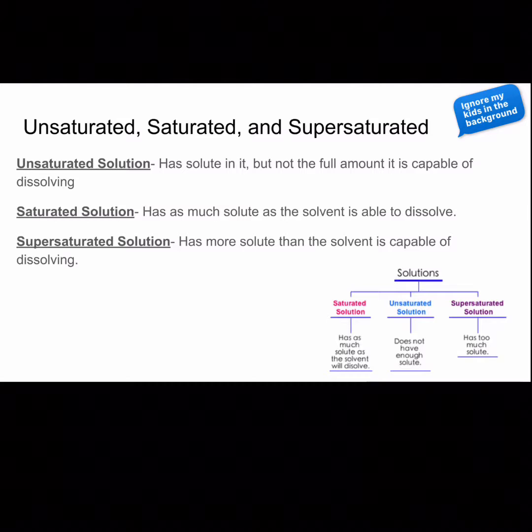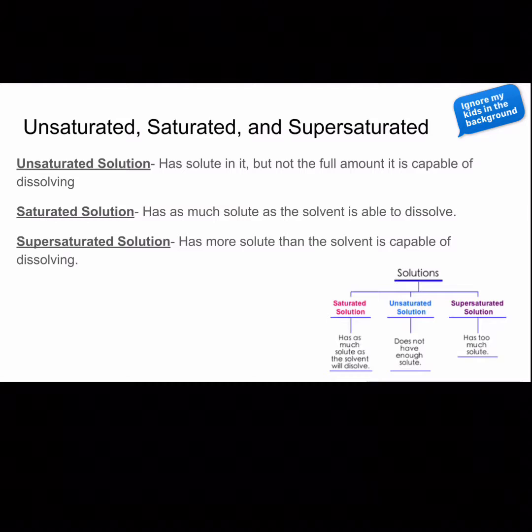We have a few more vocab. So I have an unsaturated solution. It has solute in it, but it's not the full amount that it's capable of dissolving. So if I'm thinking about Kool-Aid, I have some sugar in it and it's completely dissolved, but I could still add more sugar and it would keep dissolving.